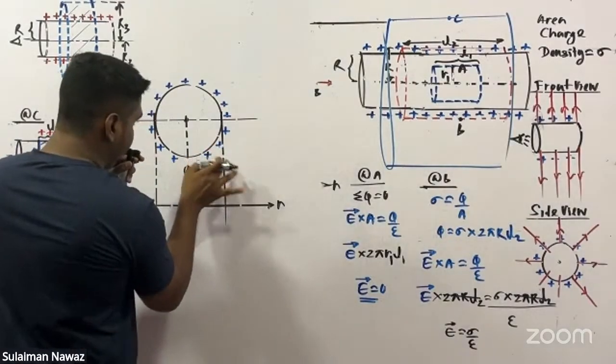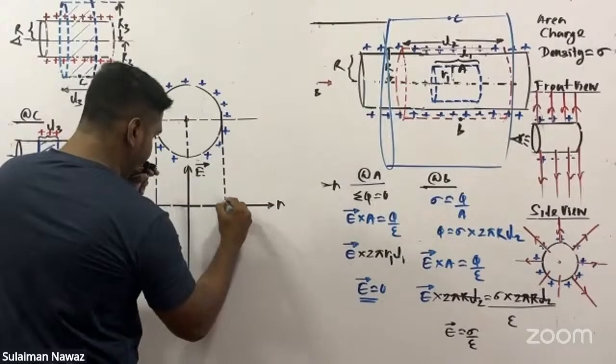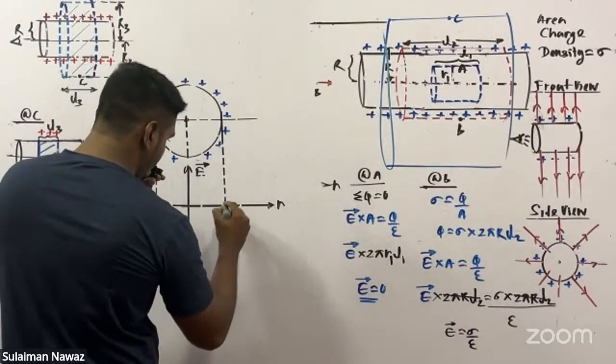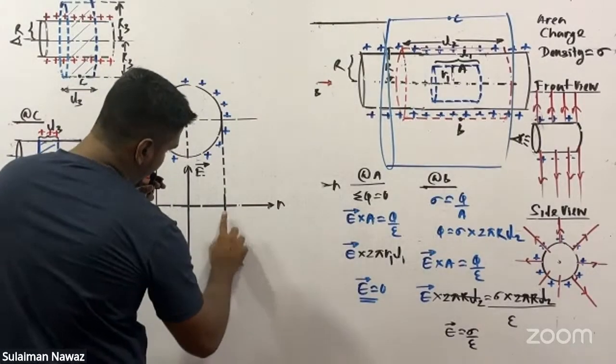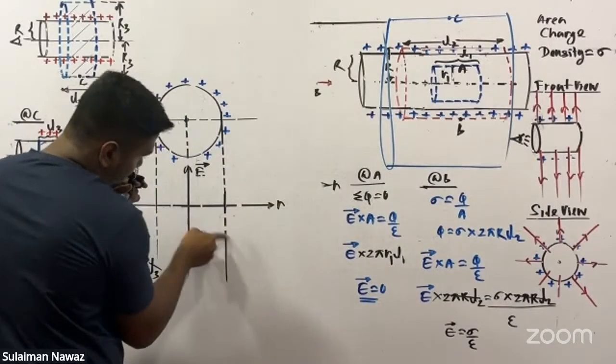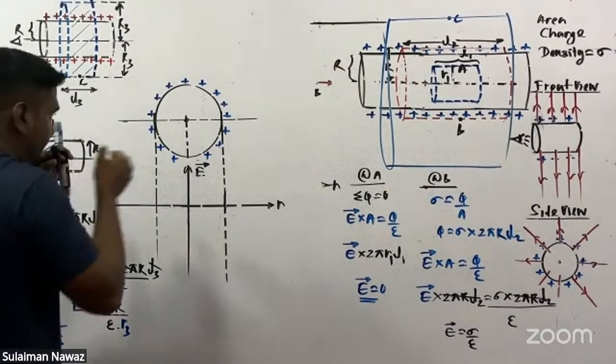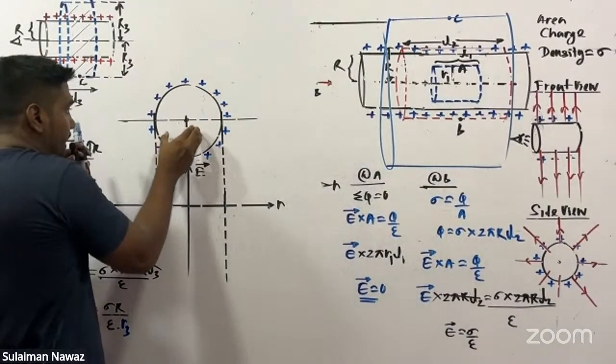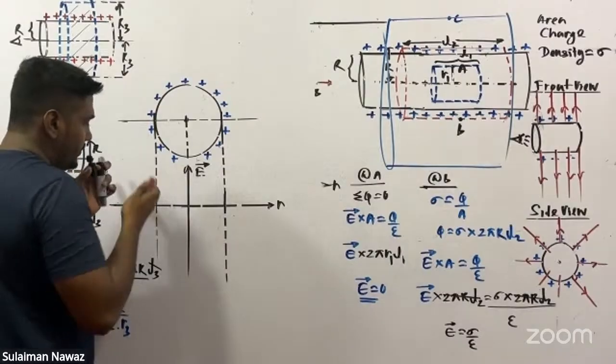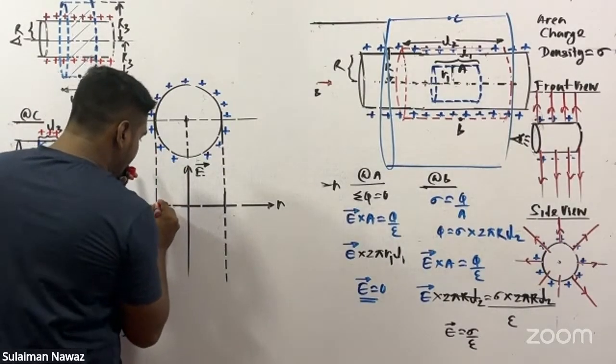Just do the graph then. The idea is very simple. Now you know the idea. Now we know that when you consider any point inside the hollow conductor cylinder, intensity is going to be zero.